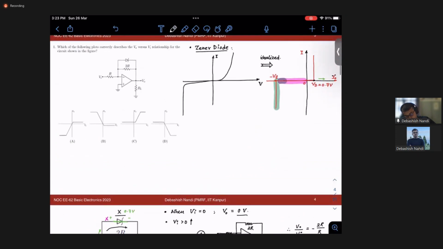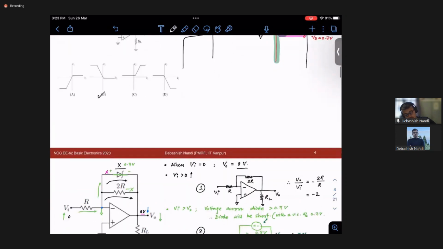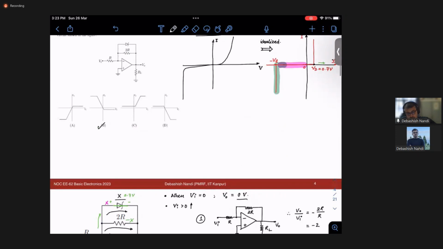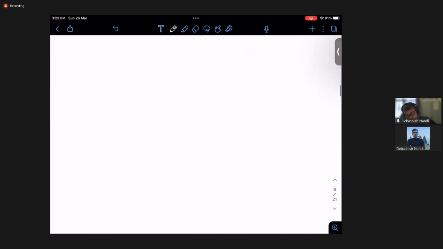So if you can see, your option B is correct. This is a pretty simple circuit. You just need to understand how the Zener diode works. So B is the right option. Let's move on to the next problem.